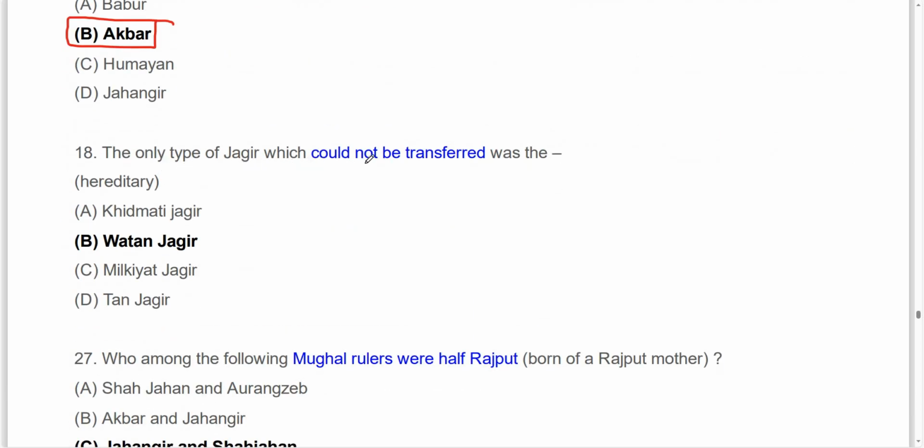The only type of Jaigir which could not be transferred was the hereditary Jaigir, that was Watan Jaigir. There are four types of Jaigir: Khidmat Jaigir, Milkiyat Jaigir, Tan Jaigir, and Watan Jaigir. This hereditary one, Watan Jaigir, cannot be transferred. It goes from one generation to the other. Except Watan Jaigir, all the others could be transferred.